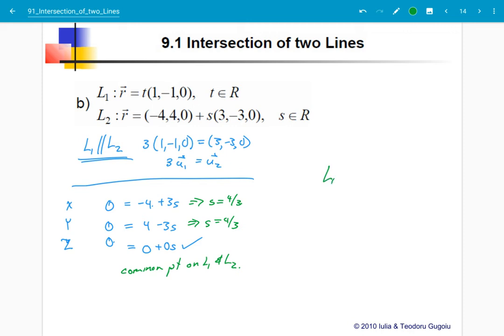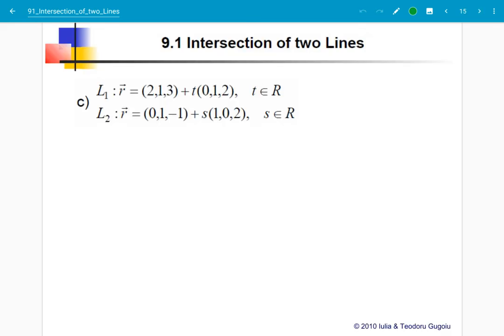So line 1 and line 2 are parallel and coincident. Okay, they coincide. They're exactly the same line. All right. Try this one.